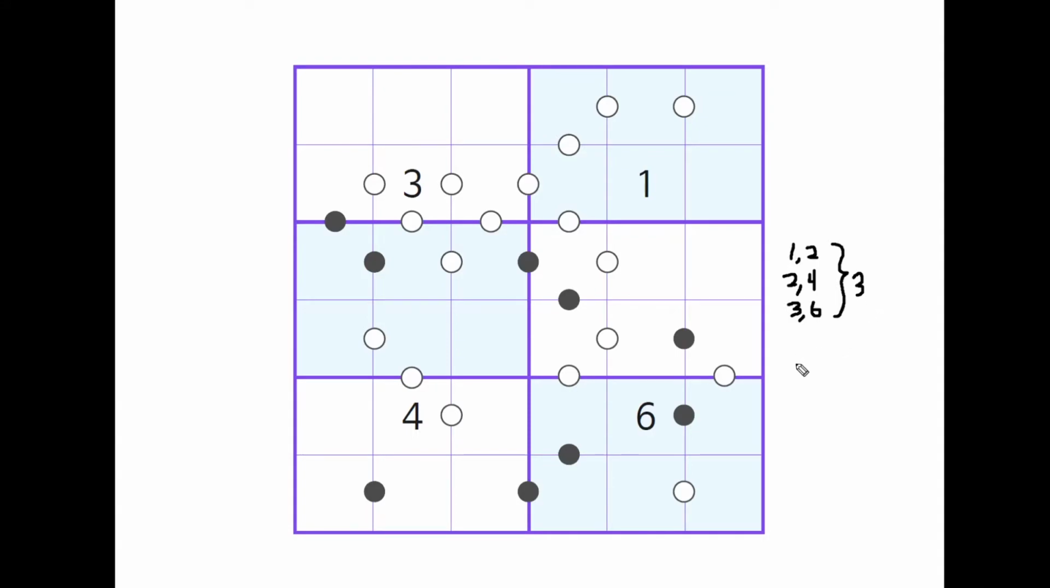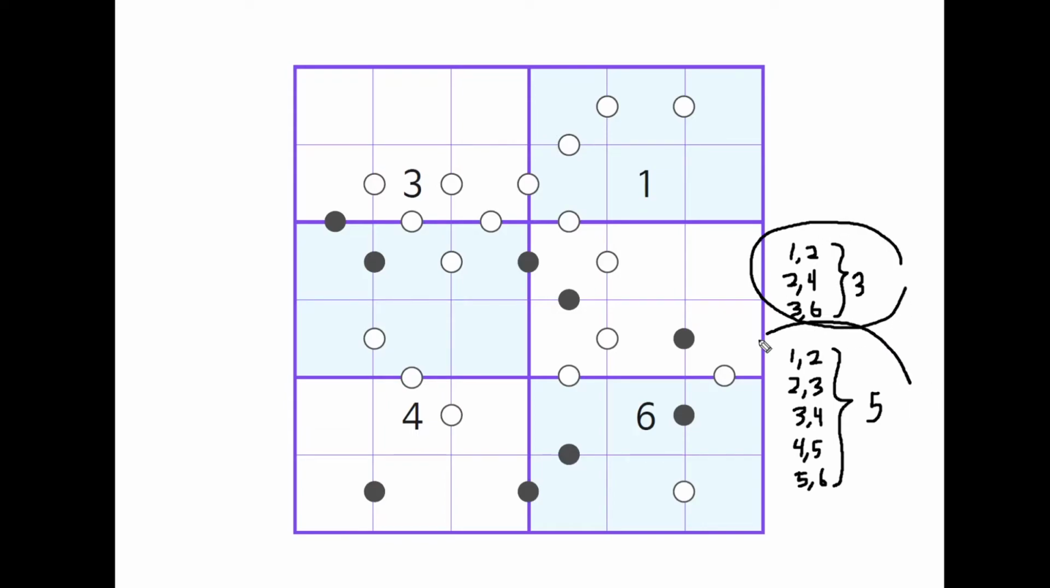3 pairs of numbers that differ by a factor of 2. Let's list out all the pairs that differ by a factor of 1. So there's 1 and 2, there's 2 and 3, there's 3 and 4, there's 4 and 5, and there's 5 and 6. So we can see here there are 5 pairs of numbers that differ by a factor of 1. So this is what I meant when I say that there are fewer number pairs that differ by a factor of 2 than those that differ by a magnitude of 1. Which means that black circles are more constraining than white circles. So black circles give us stronger hints as to which numbers can be placed where.